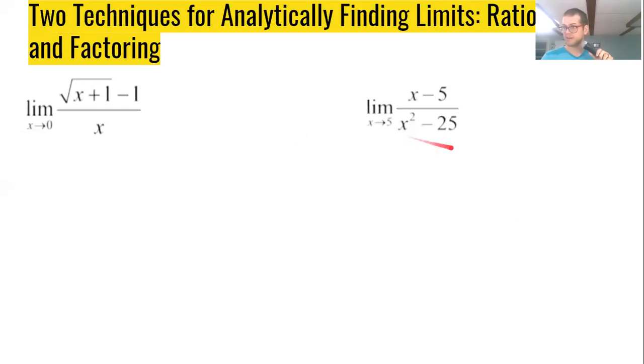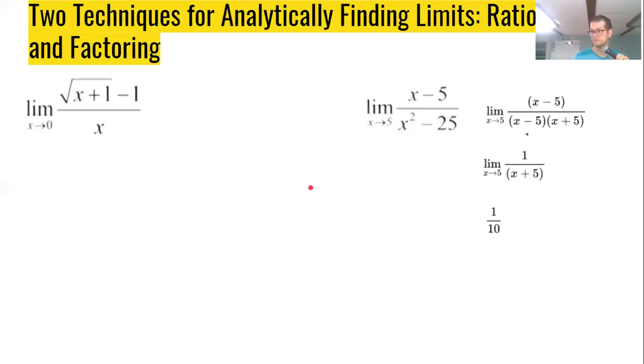Well, I see this that looks like a difference of squares. And it in fact is. Since it's a difference of squares, I'm looking at those. I'm like, oh, look, there's a giant 1 I can simplify out. So I get 1 over x plus 5. I can plug in 5 now without it going to 0 over 0. Boom, 1/10.